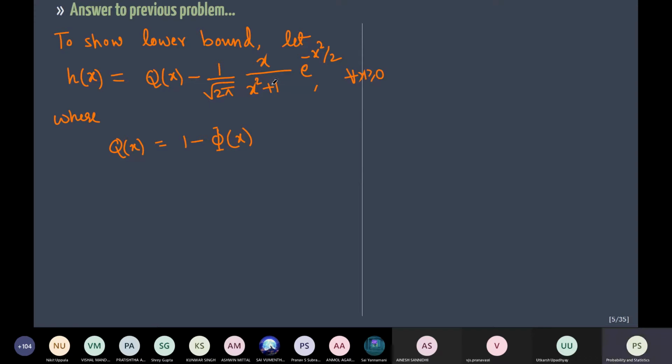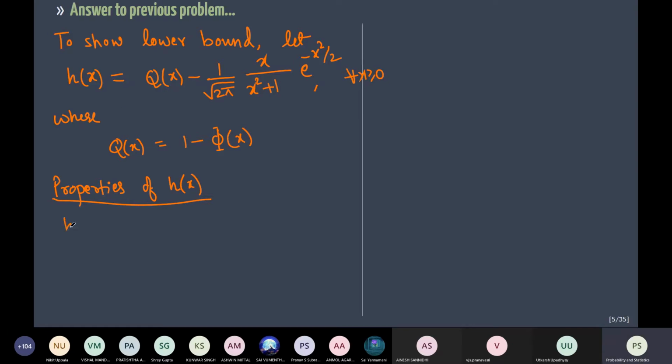So we need to look at the properties of h(x). Okay, so properties of h(x). If we look at the properties of h(x), what do we have?